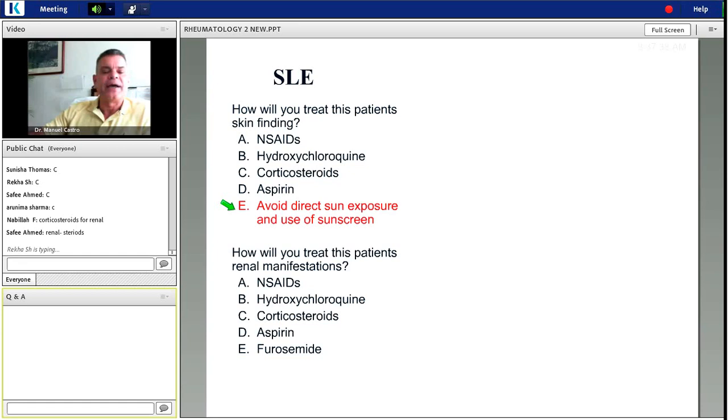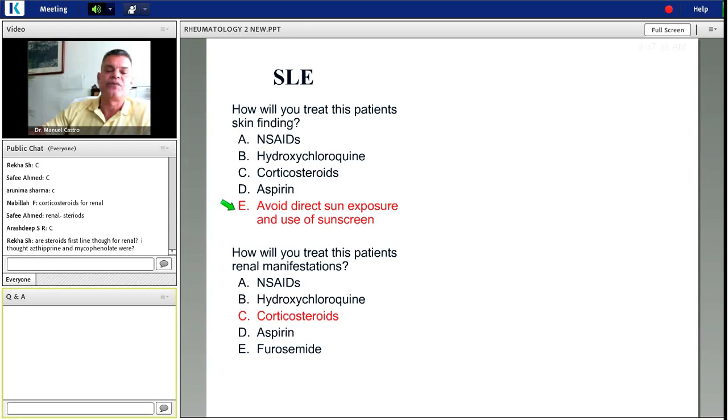Now, how will you treat this patient's renal manifestation? Let's see, who's got it here? Yes, Safif, Arumina, corticosteroid. Now, very important to know what is going to be the indication for corticosteroids in SLE, okay? So you have to know these indications very well, okay?